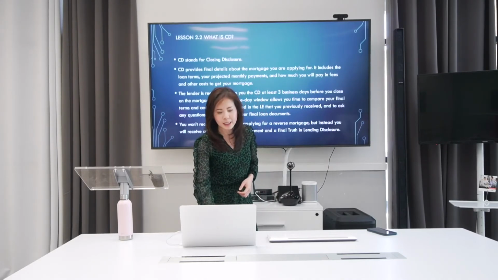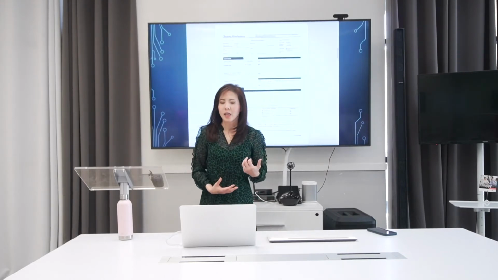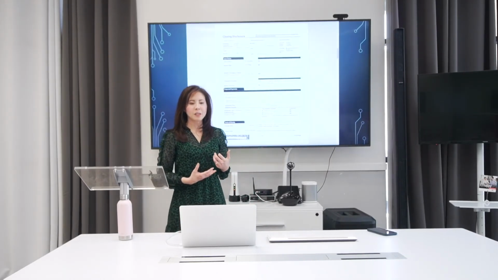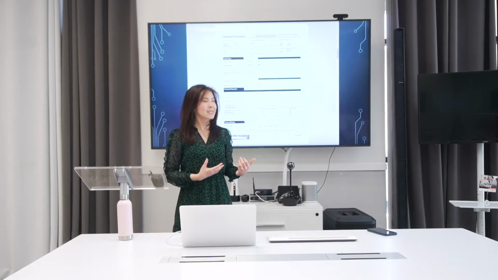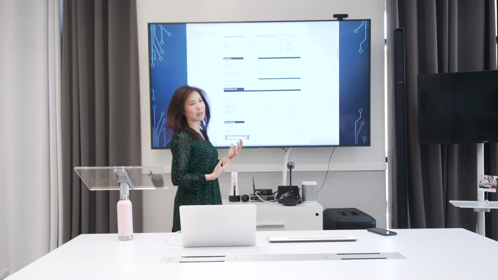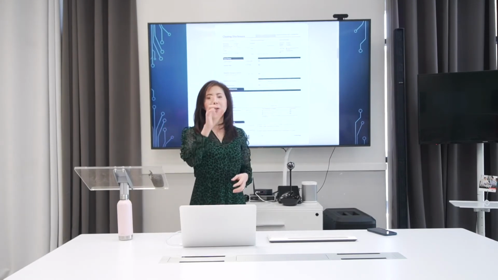Now we're going to look at the CD, how it looks. The first page of the CD looks so much like the first page of the loan estimate. It's almost the same. It's so similar, like no different. But page 2 is a little bit different.